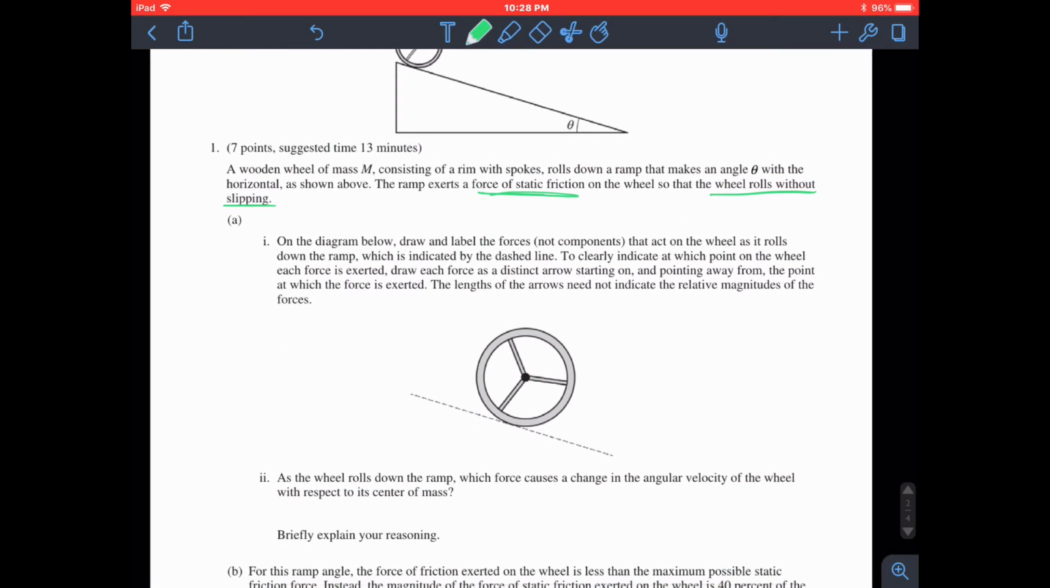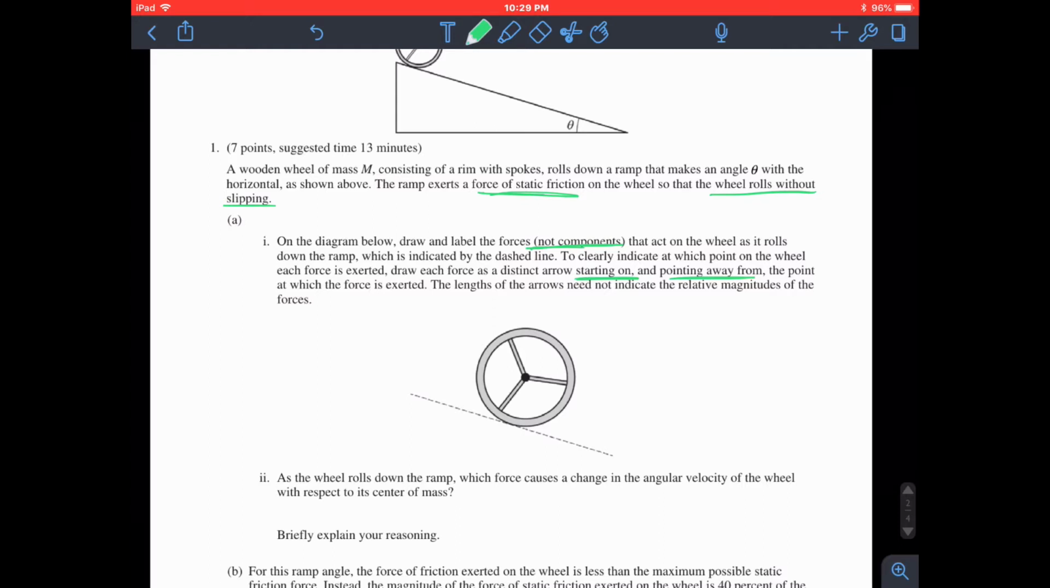Part A says, on the diagram below, draw and label forces, not components, that act on the wheel as it rolls down the ramp, which is indicated by the dashed line. To clearly indicate at which point on the wheel each force is exerted, draw each force as a distinct arrow starting on and pointing away from the point at which the force is exerted. The lengths of the arrows need not indicate the relative magnitudes of the forces. Okay, so that's a lot of information to take in, but let's go ahead and summarize what they're saying.